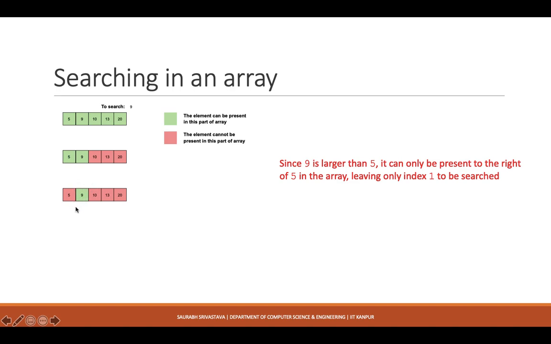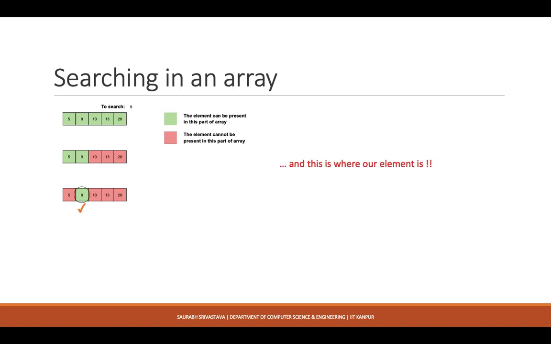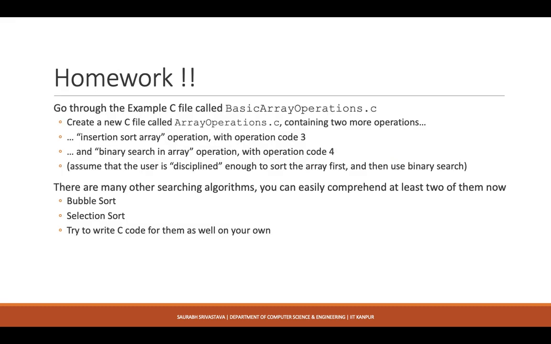Probably I should have taken up a larger array. I just wanted to use the same array throughout the examples. Anyhow, now I just have one element to check. I check whether 9 equals 9, and yeah, it is. This is where my element is. So this was a simple example of binary search.